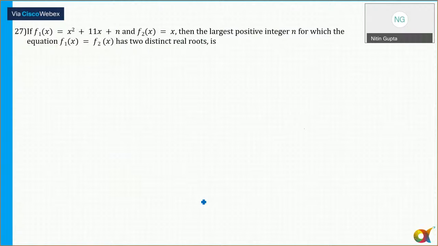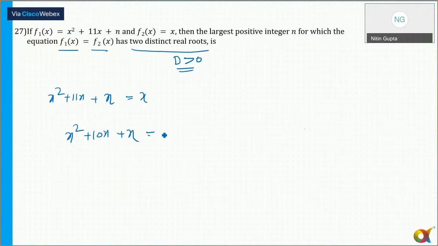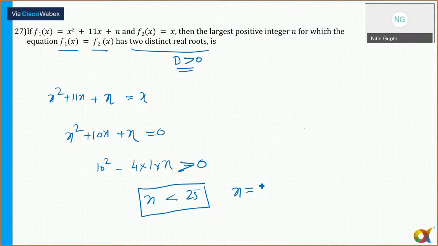27. Again, an easy one. f1(x) equal to f2(x) has 2 distinct real roots. So we know discriminant has to be greater than 0. So f(x), x square plus 11x plus n is equal to x. So I'm getting x square plus 10x plus n is equal to 0. Discriminant means b square minus 4ac, so 10 square minus 4 into a, which is 1, into c, which is n, is greater than 0. So which means n has to be less than 25. So what is the value of n? Maximum value of n is 24.